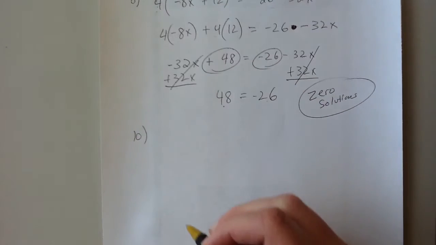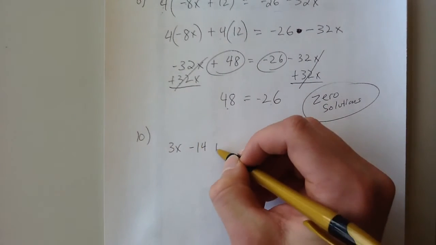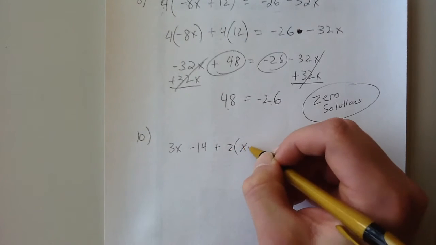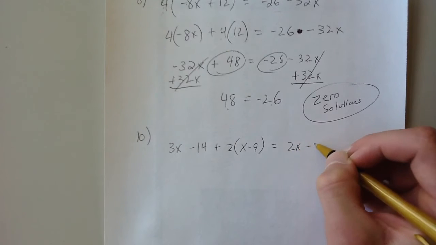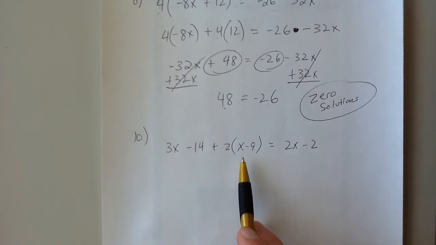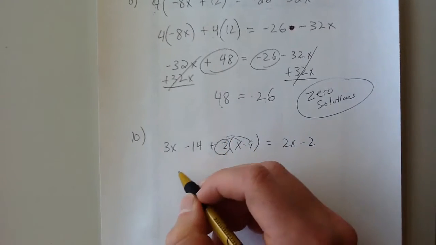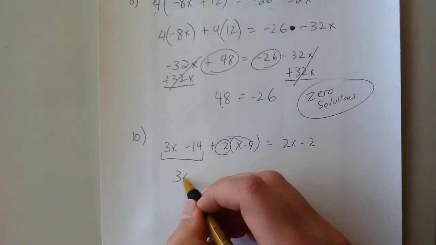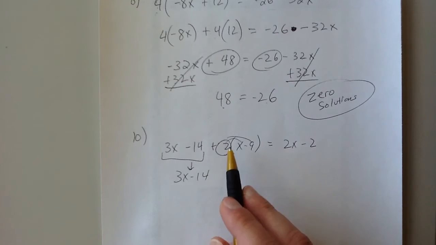Finally, number 10. You got 3x minus 14 plus 2 times x minus 9 equals 2x minus 2. All right, so I see that I have parentheses right here, so I'll need to distribute this 2 to both these terms. So I keep 3x minus 14 the same. I just bring it down for now. I have to distribute first.